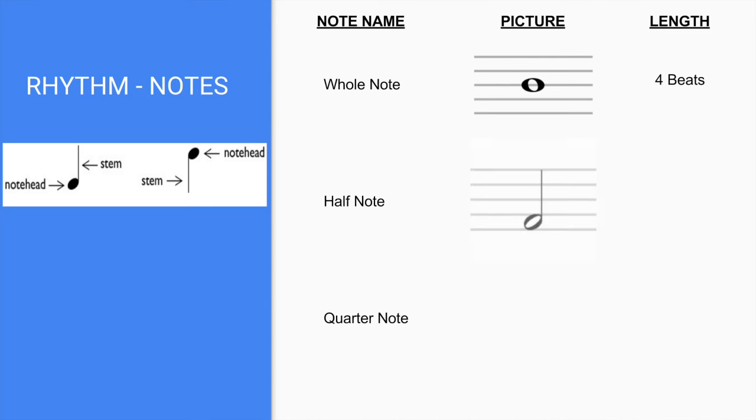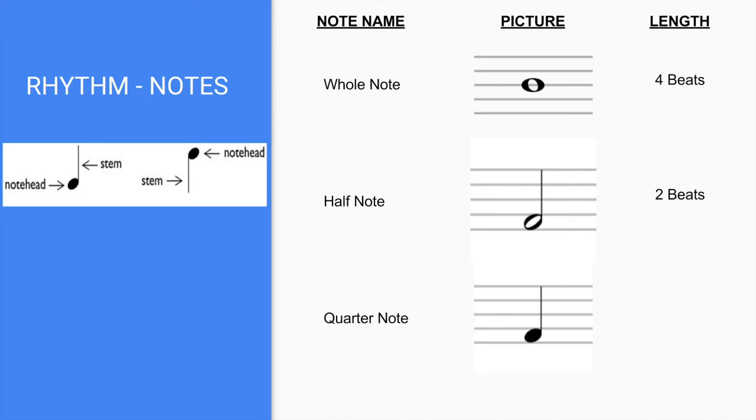All right, next we have a half note. As you can see, we added a stem to a whole note to make a half note. This note gets 2 beats. What that means is if you have a tempo like this, you would sing or play for 2 beats. So, again, 1, 2, that's our half note. It is half the value of a whole note. You can see that 4 divided by 2 is 2.